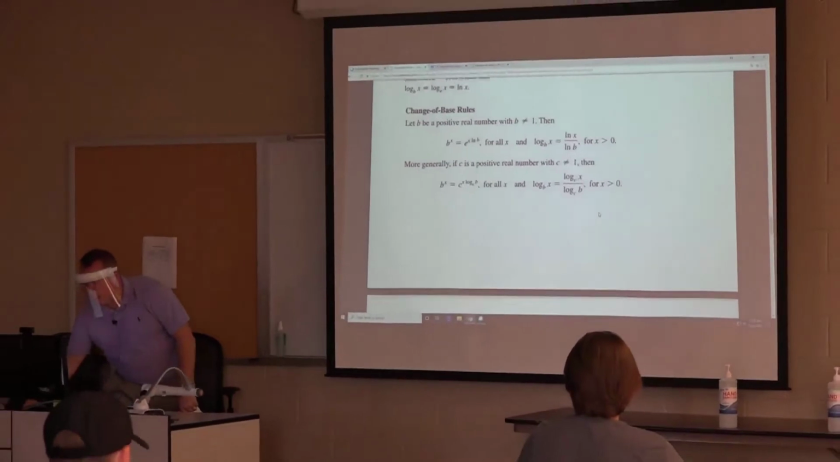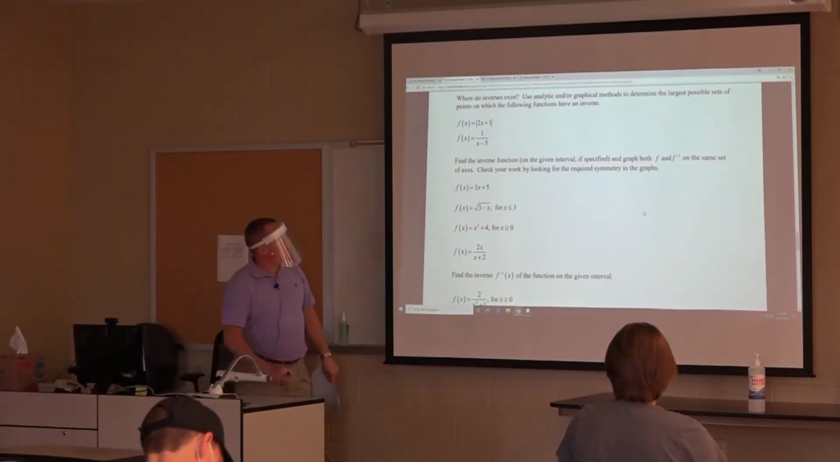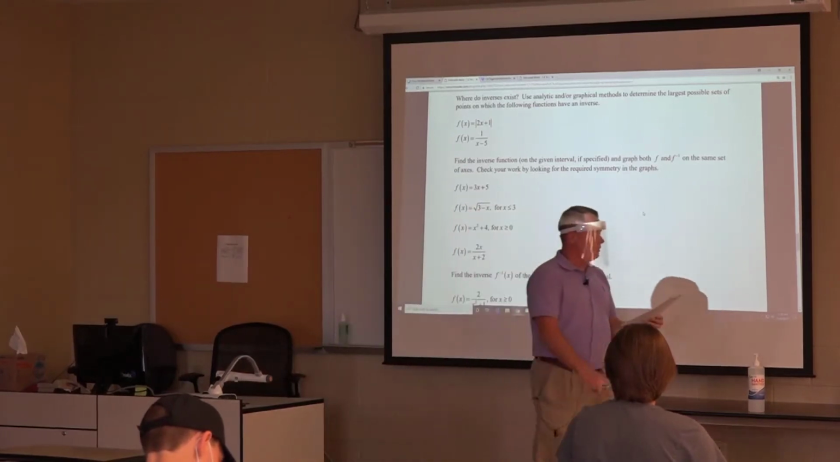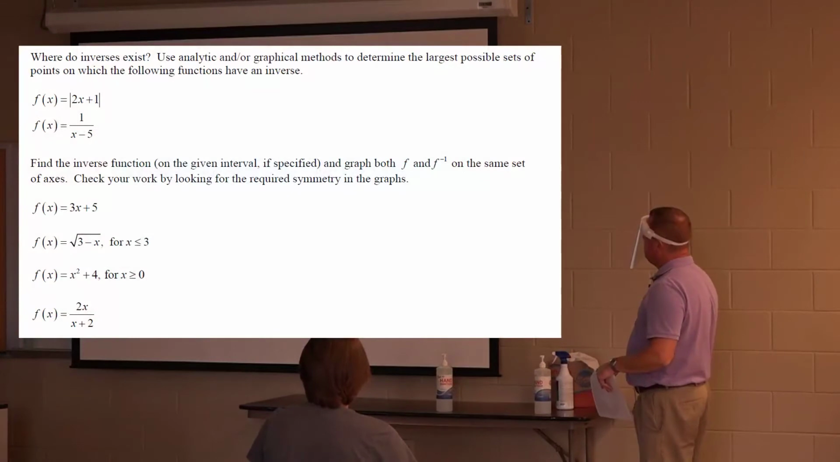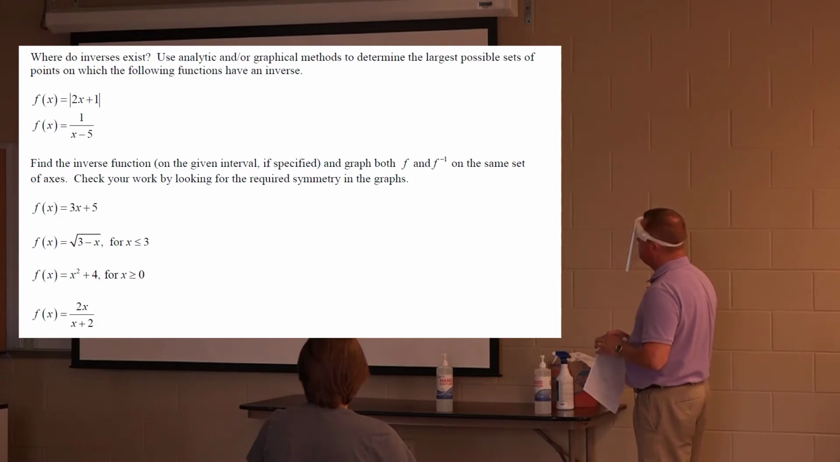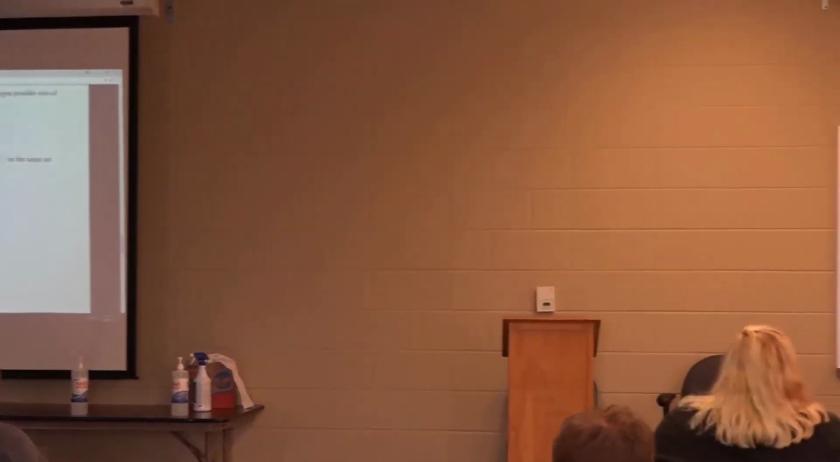All right, let's look at a couple of problems here. Okay, so I'm going to go to this board now. All right, so first, a couple of questions about inverses. Where do inverses exist? Use analytic and/or graphical methods to determine the largest possible sets of points on which the following functions have an inverse. All right, so just inverses first in general.